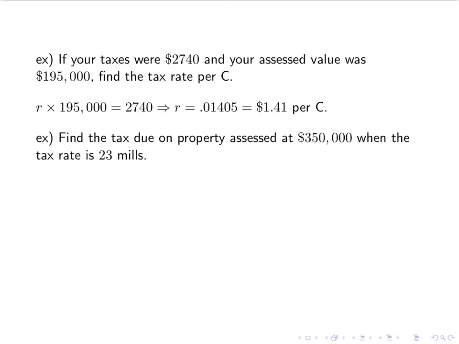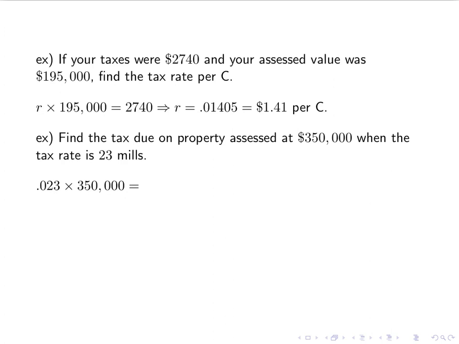Find the tax due on property assessed at $350,000 when the tax rate is 23 mils. So we need to change 23 mils into the decimal form. Again, mils is per thousand, so you need to move the decimal over 3 places. So we get 0.023. Remember, you should always change that back to a percentage real quick in your head and make sure that, again, it's usually somewhere between 1 and 3.